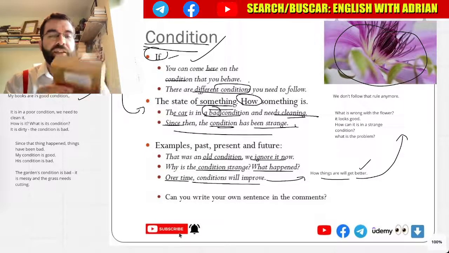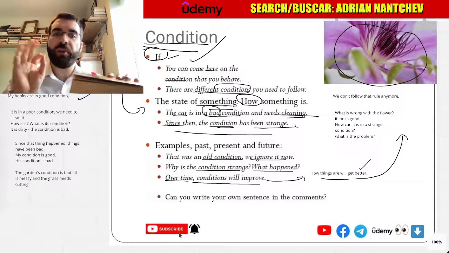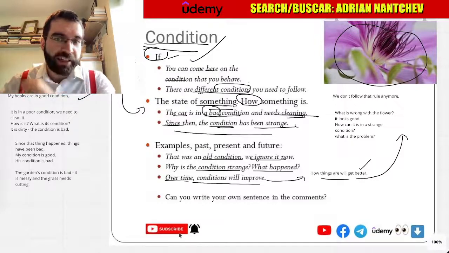Okay, my book is in great condition. It is clean and not damaged. Amazing. How cool is that, Language Explorers?